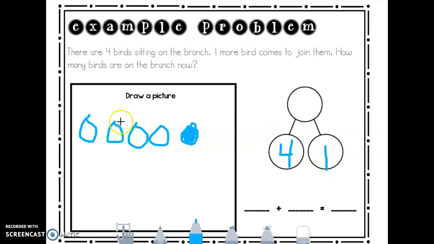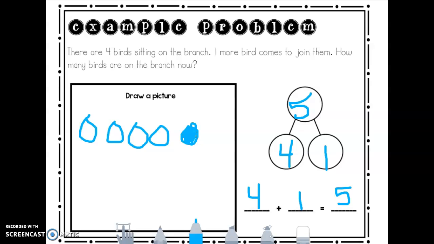To find my whole, I need to put the 4 and the 1 together. 4 and 1, I know that all together I have 5 birds. Ooh, look at that funky 5. 5 birds sitting on the branch. So now my number bond is filled in, and all I have to do is take that information and put it into my number sentence. 4 birds plus 1 bird equals 5 birds. And then I'm done. So that's one type of story that you might see.